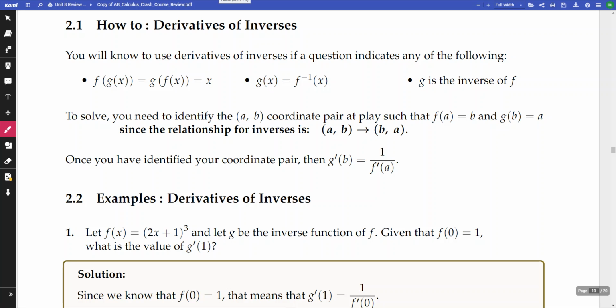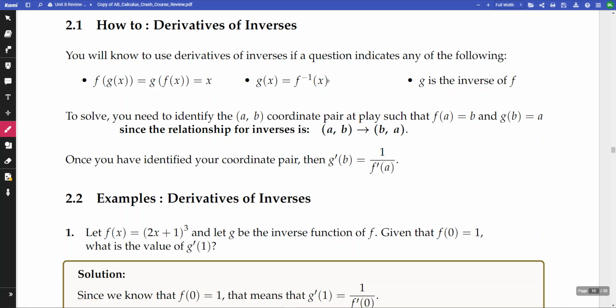Okay, in this video, we're going to do a quick how-to and then a couple of examples on the derivatives of inverses for an introductory calculus class. So how will you know you're going to use the derivatives of inverses? Well, if your question gives you some notation that tells you have an inverse, so f of g of x and g of f of x are equal to each other, which are equal to x, they cancel each other out essentially. I know that f and g are inverses.